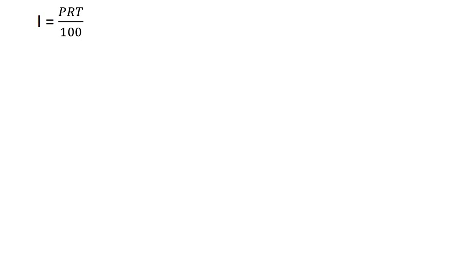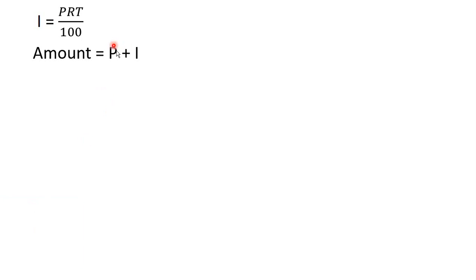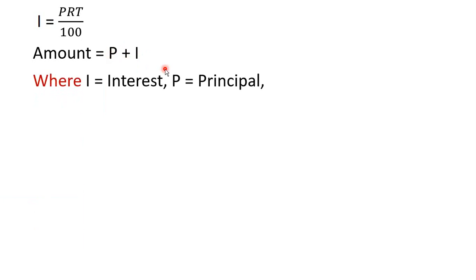So the amount is given by the principal plus the interest. In this case, P is the principal, I is the interest, T is the time, and R is the rate. So that is how you can get the interest and then the amount.